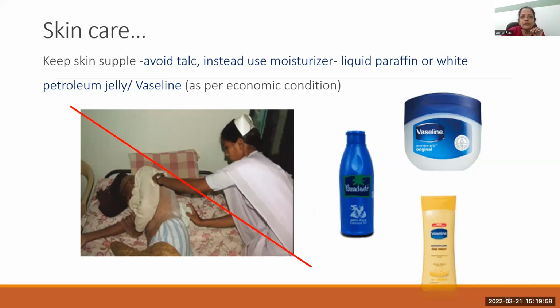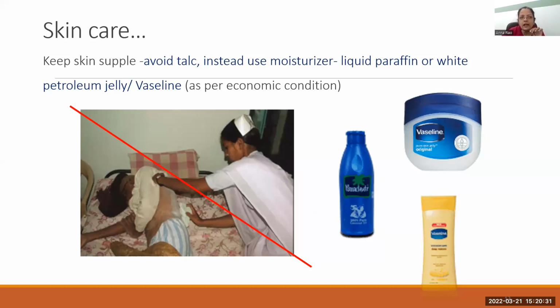So for that, we don't apply talcum powder, but instead we try to keep the skin moist. For that you can use liquid paraffin or white petroleum jelly or Vaseline, right? As per the economic condition of the family. And very commonly available in all the households will be coconut oil. Okay, so when to apply and how much to apply?